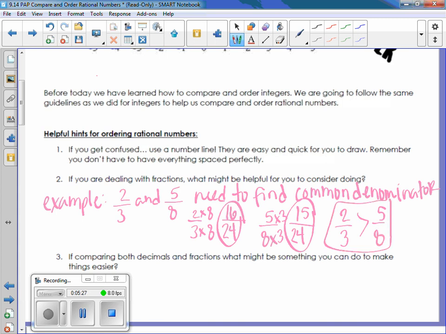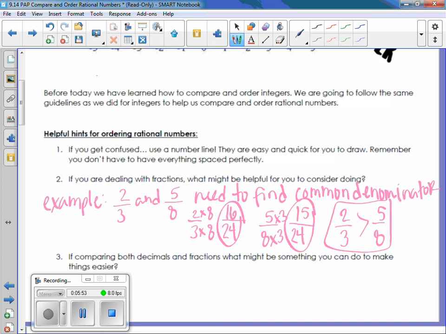Do you see how that helped to compare them? Now, is there another way I could have compared them? You could raise the common denominator. I could have, but is there another way? Jose? We could change it to a decimal.